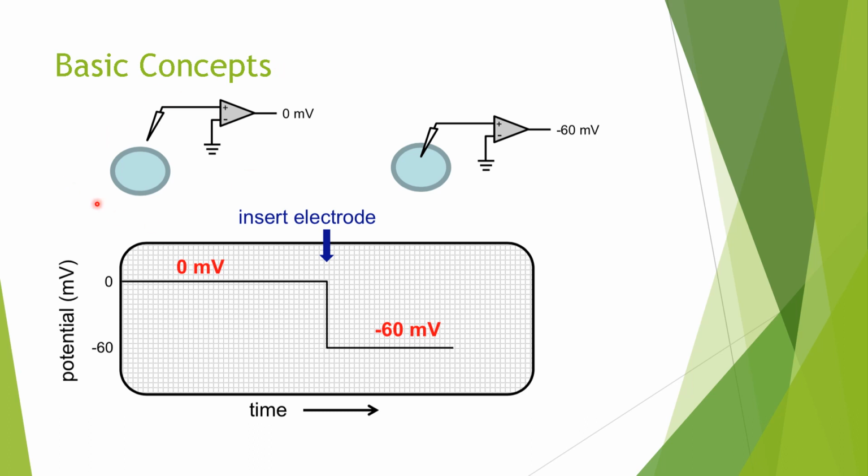So if we look over here on the left and we're measuring two different points, these two points are within the same environment. So that's why we have a potential of 0 millivolts. But if we look over here on the right and we're measuring two different points within two different environments, such as the inside of the cell versus the outside, you can see we have a different potential.